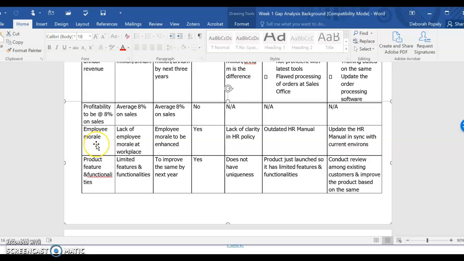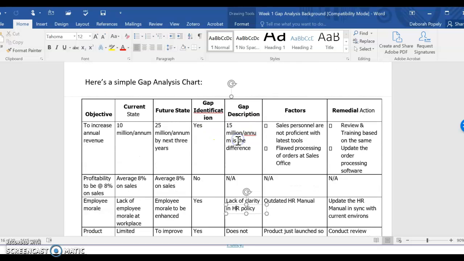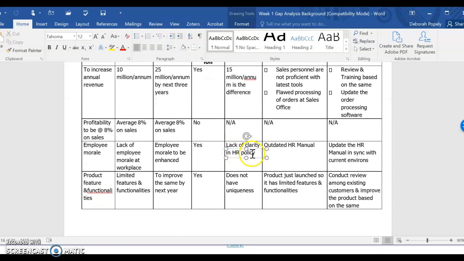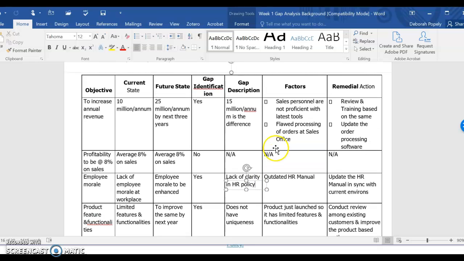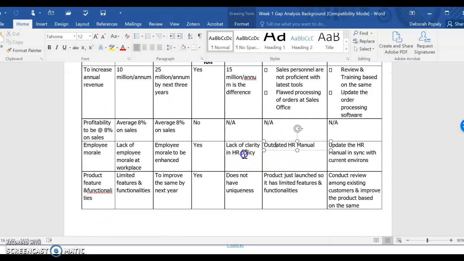Here's another one: employee morale. Maybe you have some data that shows there's high turnover, or people are showing dissatisfaction through surveys or something like that. So we need to enhance employee morale. We've said, yes, this is a gap. What's the cause? Lack of clarity in HR policy. What are some factors that might be causing this lack of clarity? Outdated HR manual. What's the remedy? Update the manual.